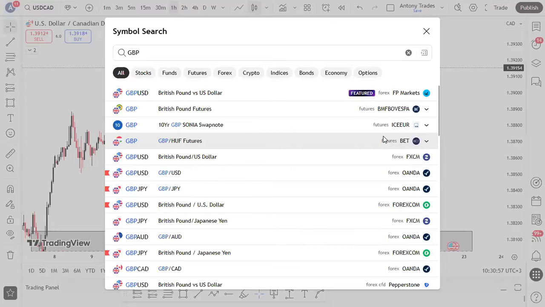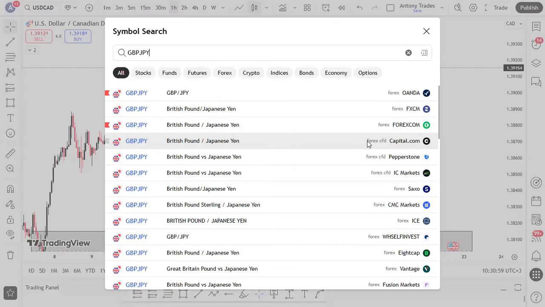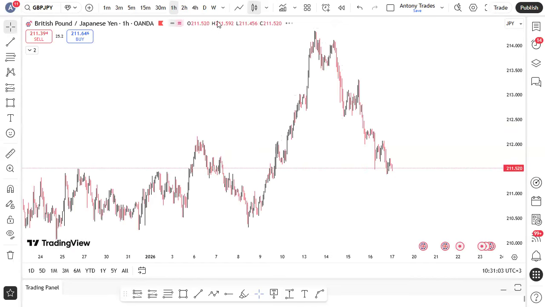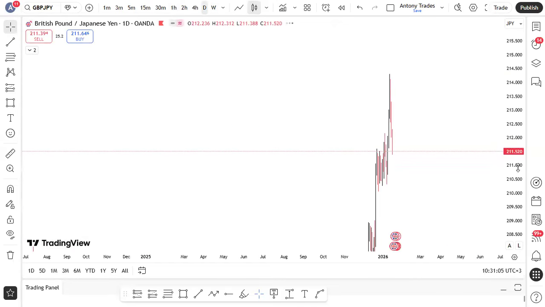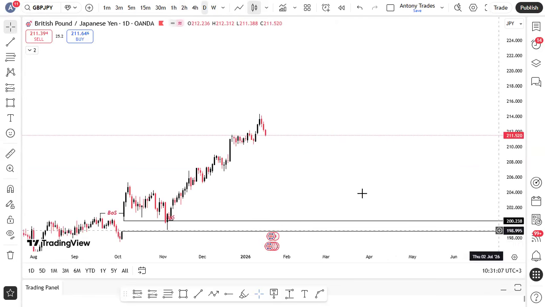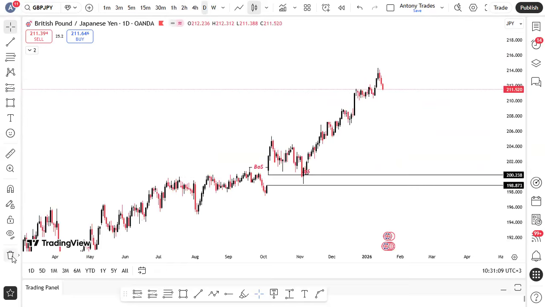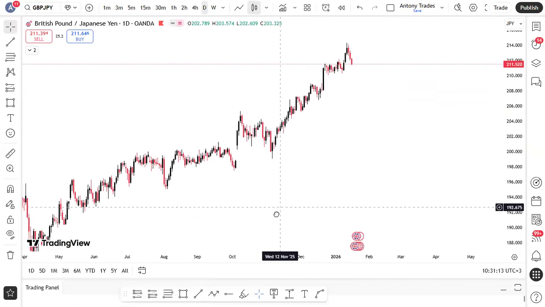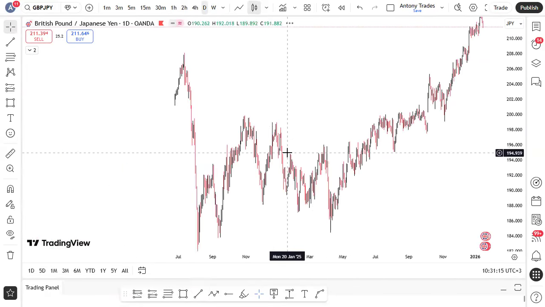I think the last pair will be the Gbpjpy. Someone also requested me to do analysis on this. So starting from the daily time frame, let me clean my chart. So what can we see?